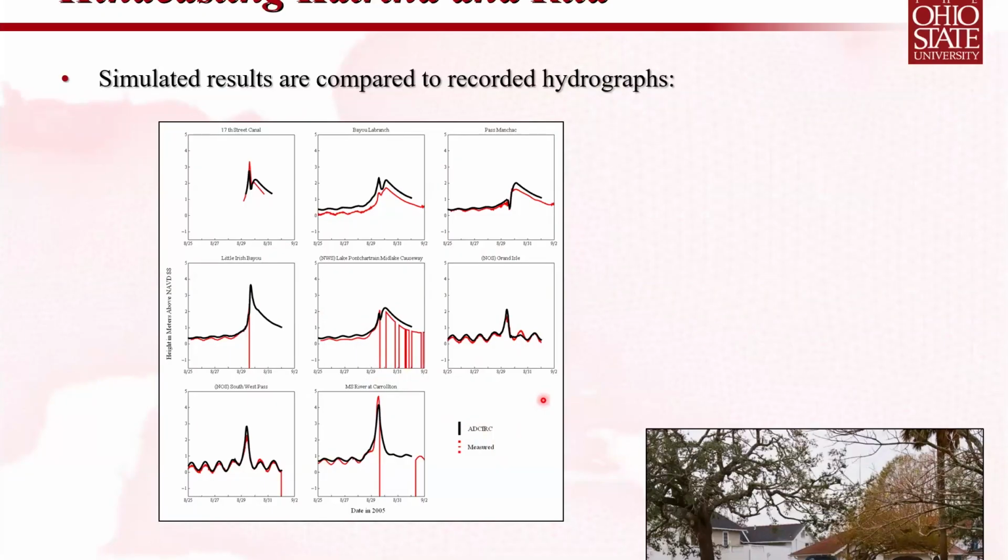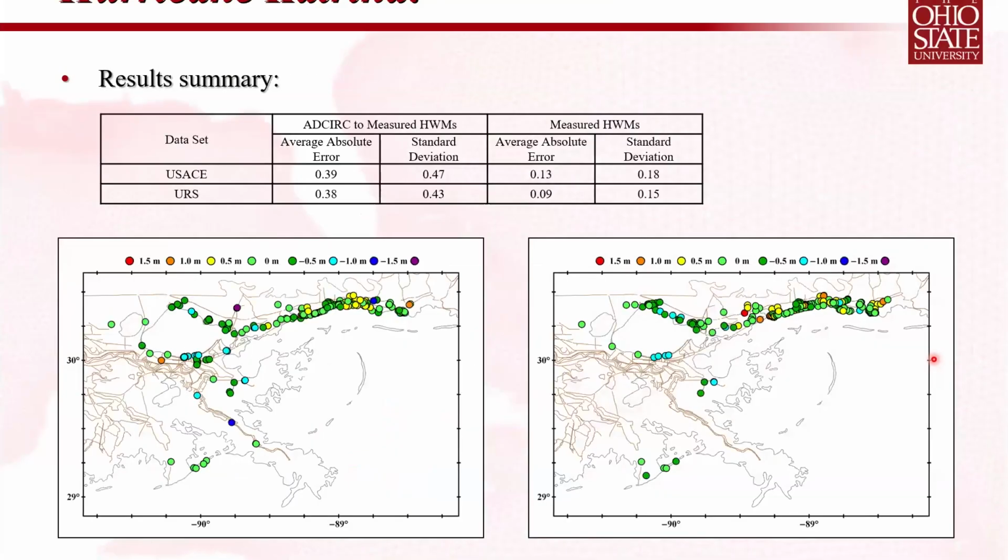In particular, you can see that we match the peak surge pretty well, as well as the time to peak. Now, another way that we evaluate our results is we compare to high water marks. After the storm, USGS will typically go in and record high water marks, which might be something like a debris line on a house, like it's shown here.